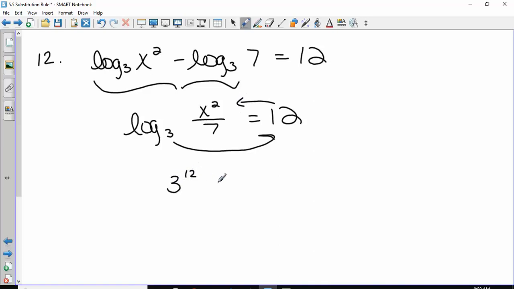So if there's a log on one side, what do we do? Change it. Yeah, I forgot what it's called. So 3 to the 12 equals x squared over 7. Then what do you do? You can multiply by 7.